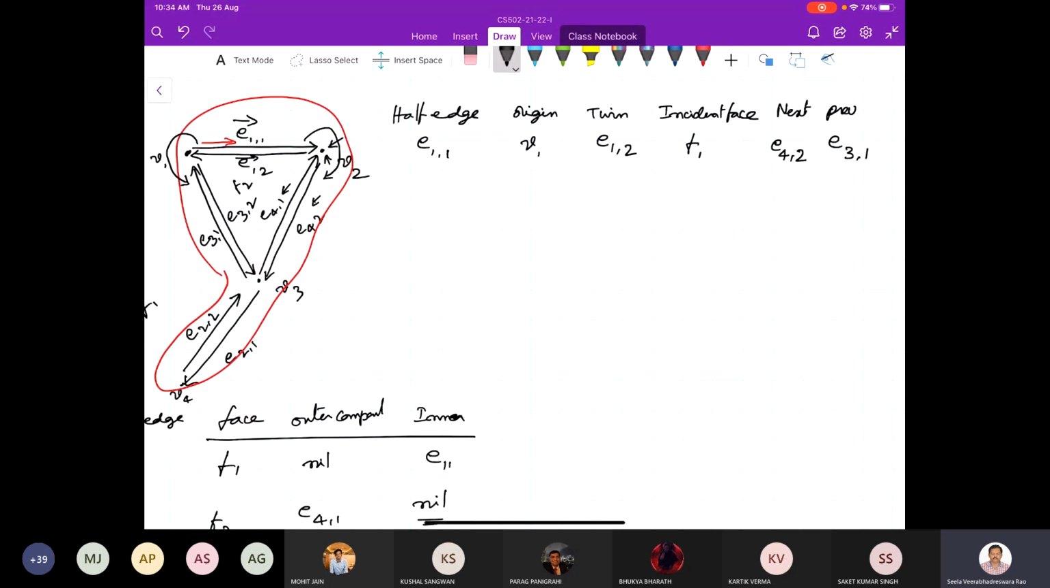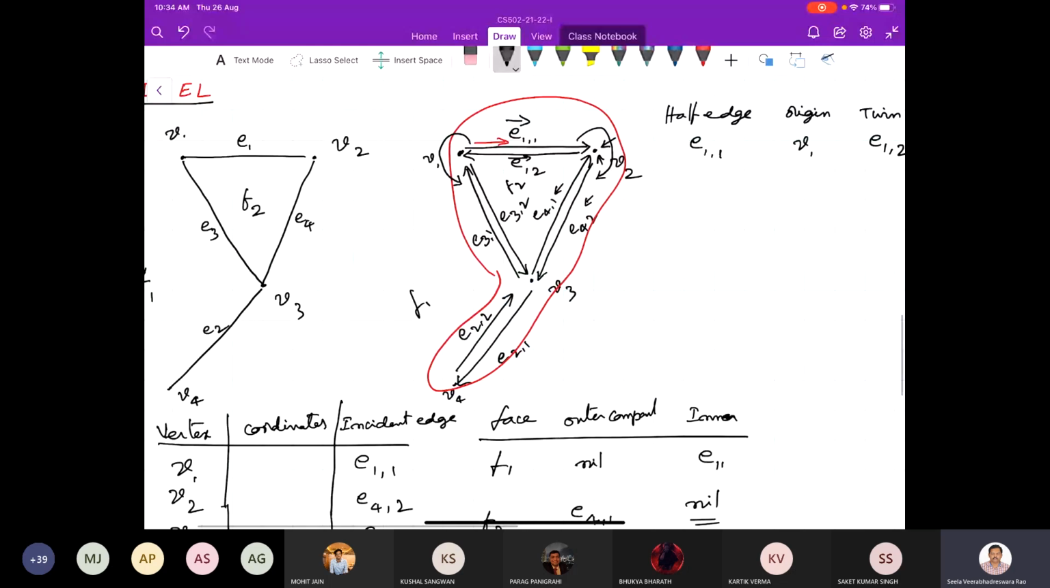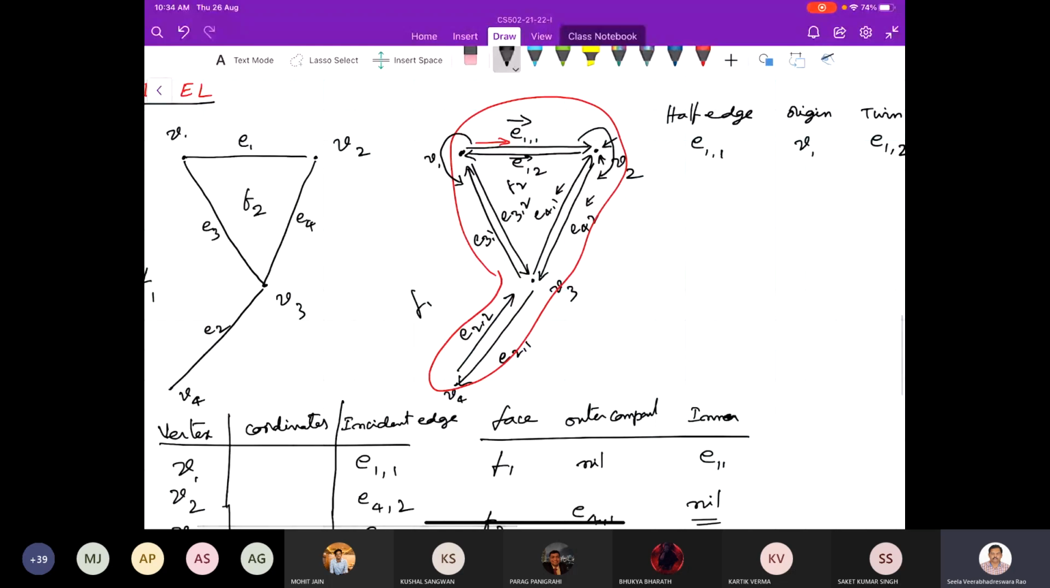So we are keeping one record for each half-edge. So the half-edge is clear now. We have one edge in the graph. That edge is replaced by two half-edges in opposite directions. So edge E1 is replaced by E11 and E12, which are in opposite directions between the same pair of vertices.